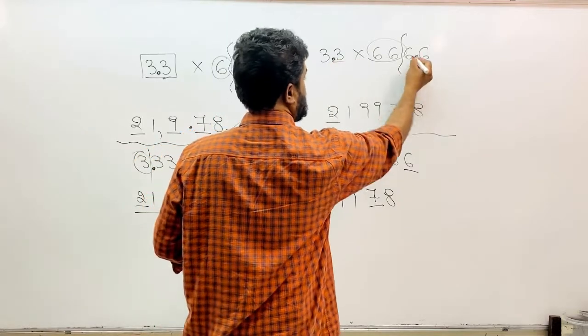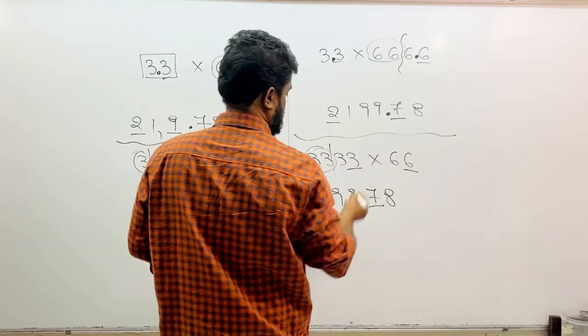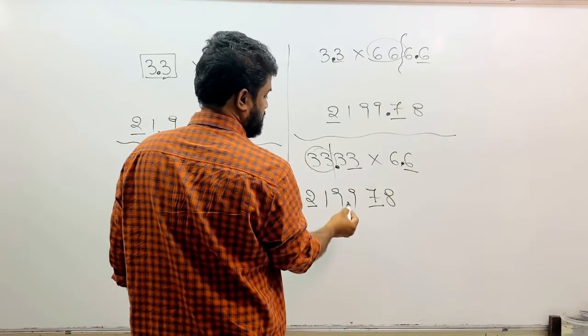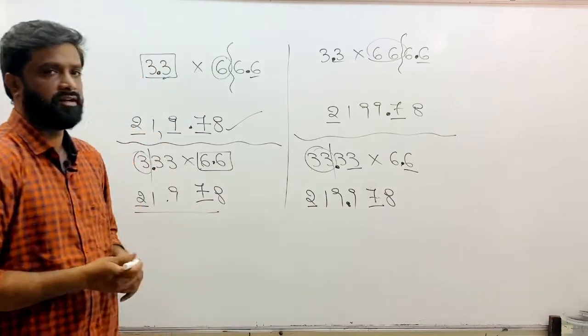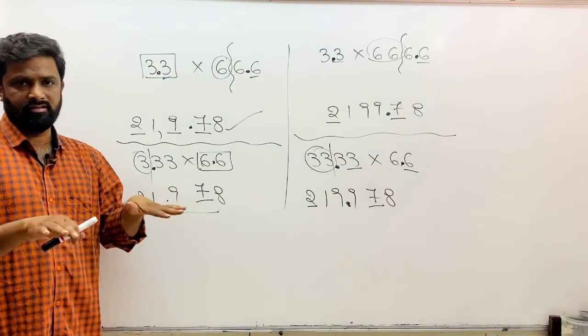Okay. So clearly, if digits are there, you can put the digits. Suppose the digits are here, you will put here. Decimals are here, you will put here. And if the decimals are here, suppose 3 digits after the point, you will put here. So this is how the multiplication of all 3s and all 6s goes.